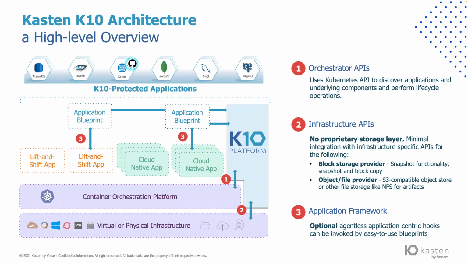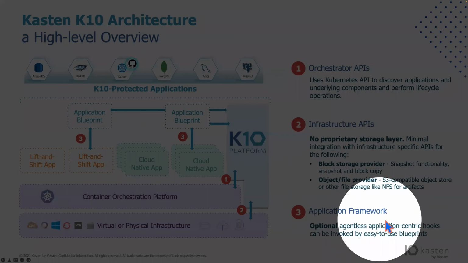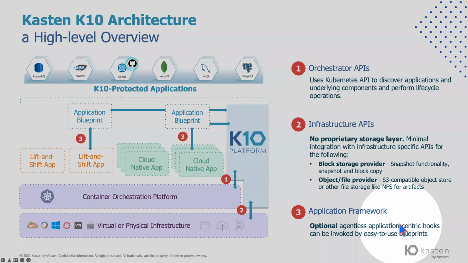We also have our application framework, or what we call Kanister, an open source framework. It allows you to deploy agentless, application-centric hooks. Even for your custom application, you can leverage the framework to write your own blueprint to integrate with Kasten K10 to achieve application-consistent backup, database-consistent backup, or overall system-level consistency backup.